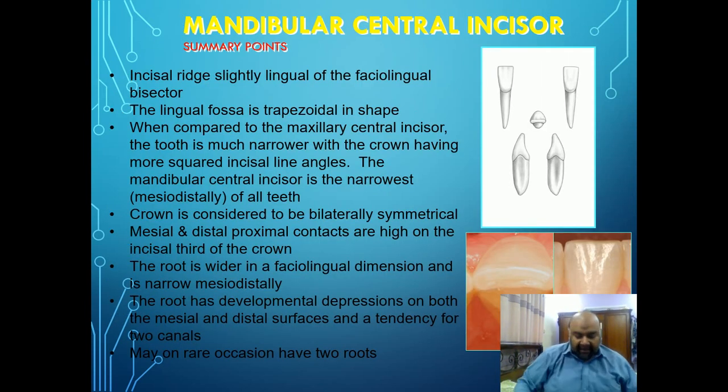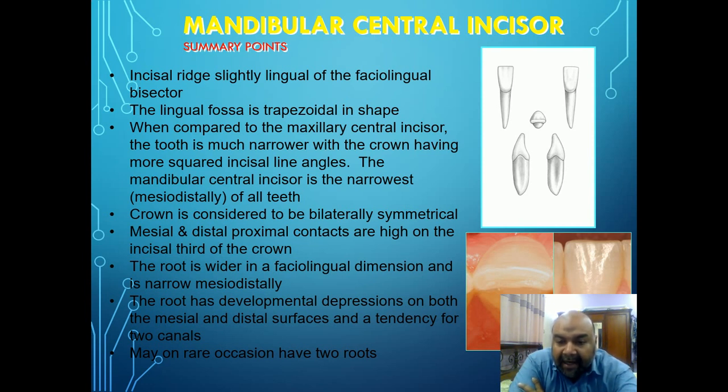Now, what are the summary or the take-home messages of the mandibular central incisors? The incisal ridge or the incisal edge is slightly lingual to the facial lingual dimensions. The lingual fossa is quite small. It is quite shallow. It has no lingual pits and it is trapezoidal in shape. The mandibular central incisor is considered to be the narrowest tooth in terms of mesiodistal dimensions, and it is also the smallest tooth. But it is also bilaterally symmetrical.